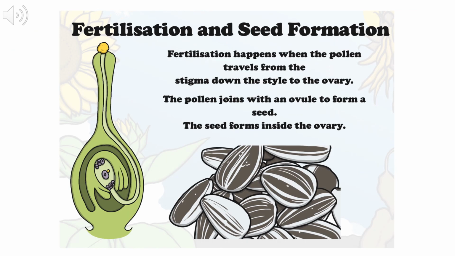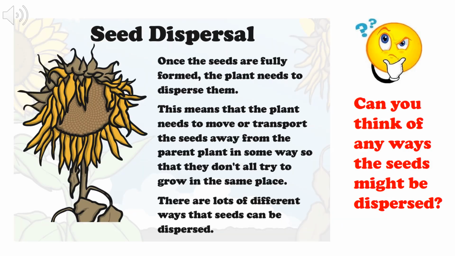The next stage is fertilization and seed formation. Fertilization happens when the pollen travels from the stigma down the style to the ovary. The pollen joins with an ovule to form a seed. The seed forms inside the ovary.